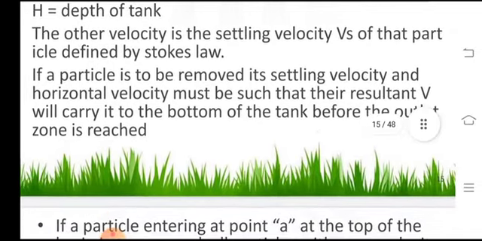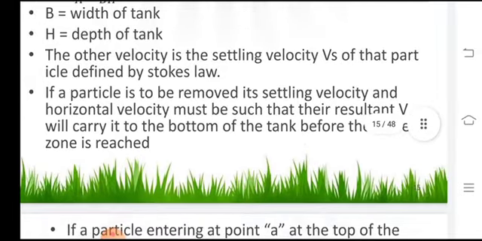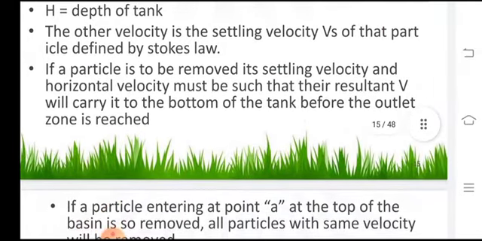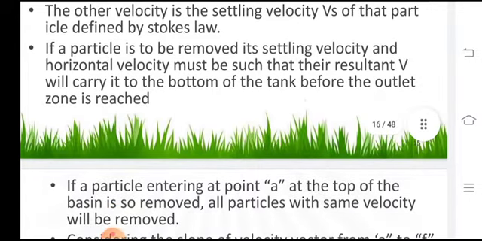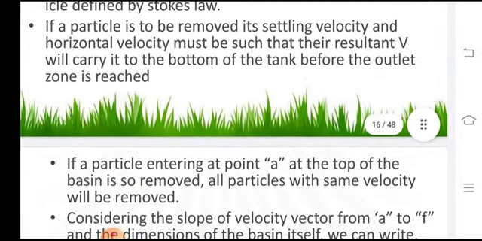calculation. The other velocity is the settling velocity, Vs, of that particle, which is defined by Stokes law. If a particle is to be removed, its settling velocity and horizontal velocity must be such that their resultant V will carry it to the bottom of the tank before the outlet zone is reached. So this is very important, because it will explain which velocity is required for the removal of the particle from the flow, and which velocity will be facilitating the downward movement of the particle.